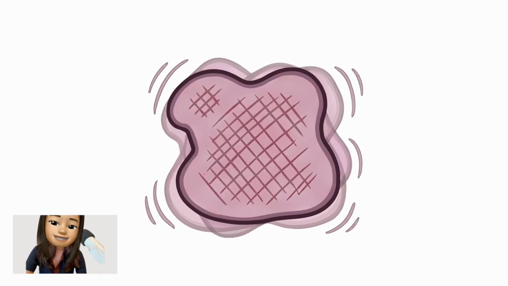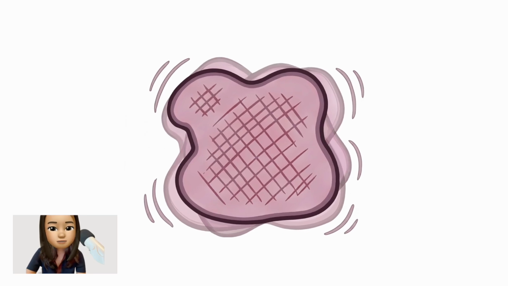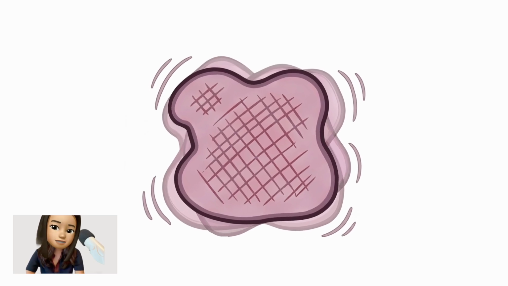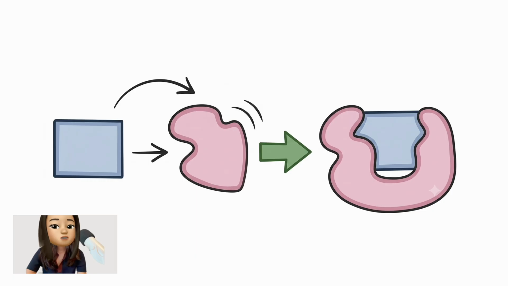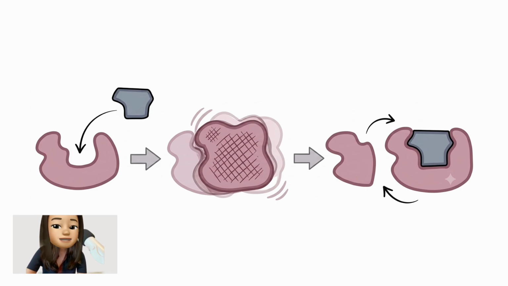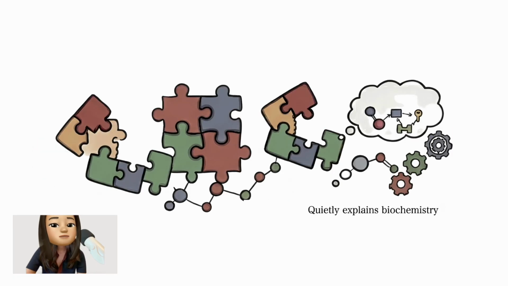That's because enzymes don't actually stay still. They move around, they flex. And when a substrate shows up, the enzyme doesn't just fit right into it. It changes shape around it. That idea is called the induced fit theory. And it's one of those concepts that quietly explains a huge chunk of biochemistry.